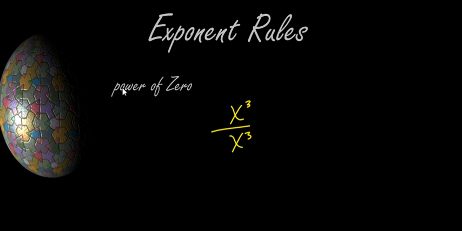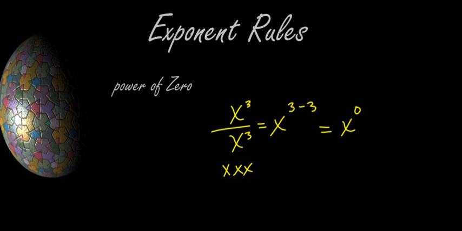Now the last exponent rule is called powers of 0. If we have a fraction with an x cubed divided by an x cubed, we already talked about dividing. All you have to do is subtract your exponents, so you end up with an x and a 3 minus 3. When you subtract 3 minus 3, you get 0.